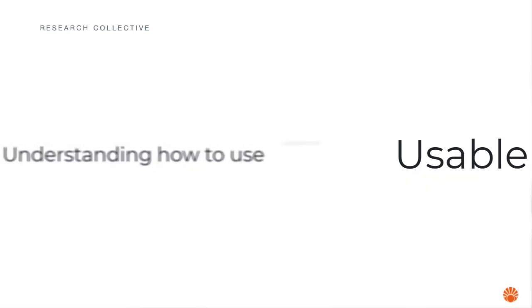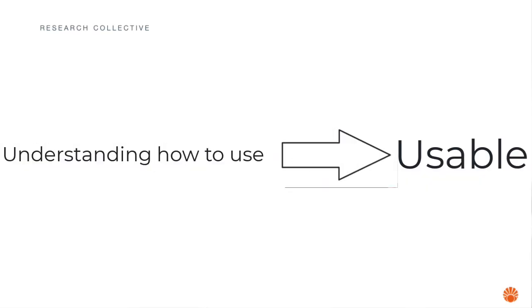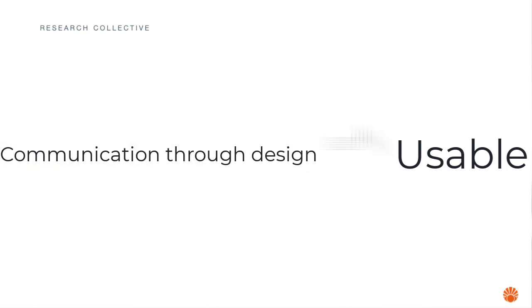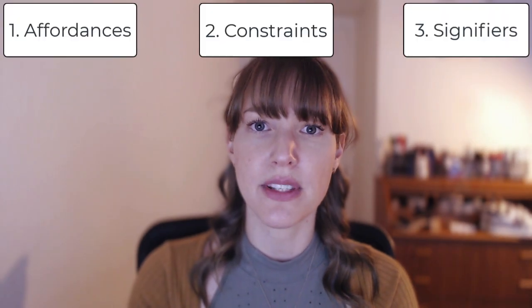Designers of things that people use typically have the goal of making those things usable. But for them to be usable, people need to understand how to use them. So when designing a product, it's really important to think about how to best communicate its instructions through the design of the thing itself. During this video, we'll go through 3 design concepts that might help do that.